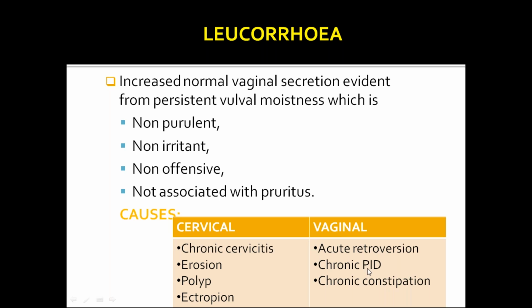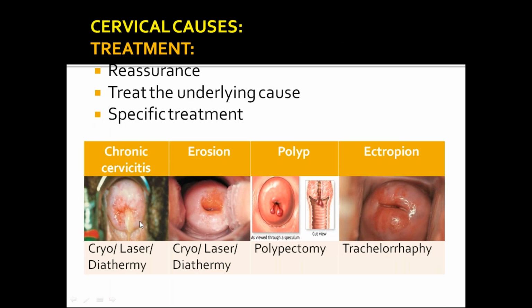Acute retroversion, chronic pelvic inflammatory disease, and chronic constipation. Okay, so you can see the diagrams here. This is chronic cervicitis. Different conditions will have specific treatment. For chronic cervicitis, you can use cryo or laser diathermy and treat the patient, and the patient's complaint of discharge will decrease.